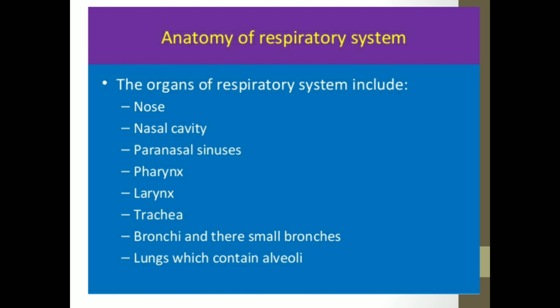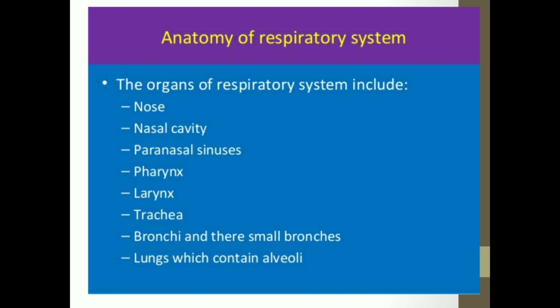Some parts of the system are also involved in smell, like the nasal cavity, and speech, like the larynx. The main function of the respiratory system is to provide oxygen-rich blood and remove carbon dioxide from the blood. Another function: the nasal cavity is for smell, and the larynx is for voice production. The phonation is done by it.